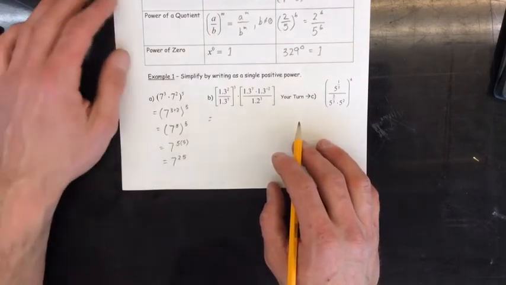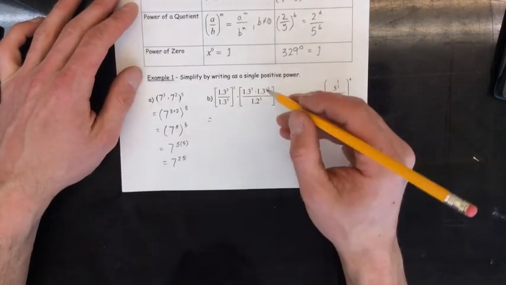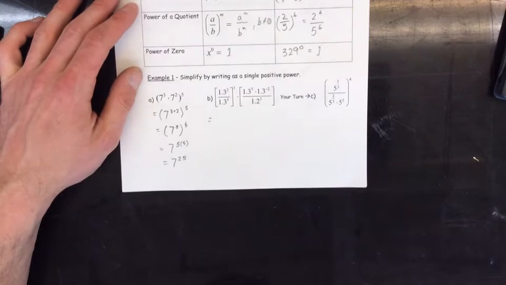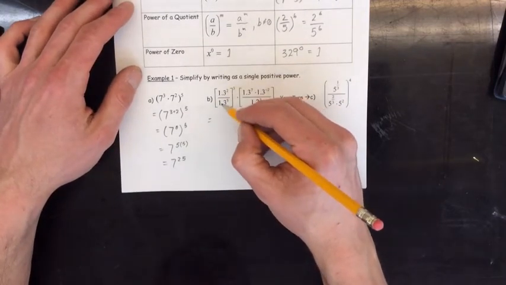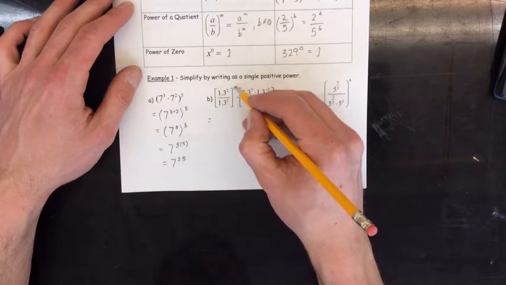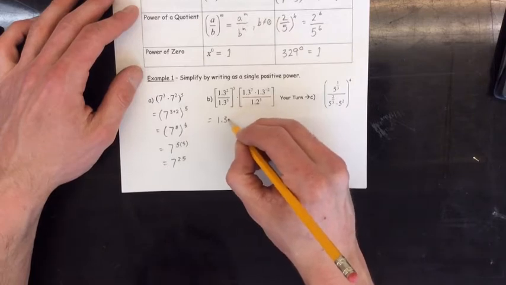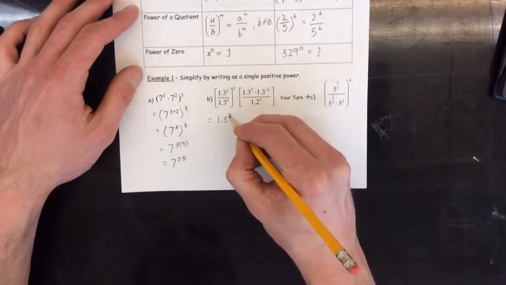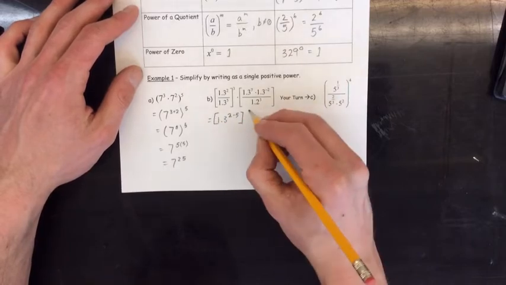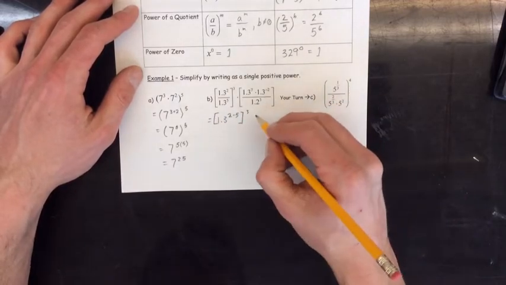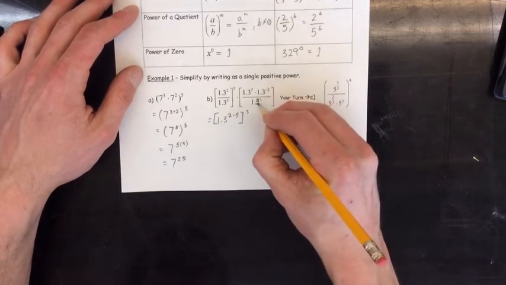In B, we have a lot going on, but we just need to stick to our exponent laws. Careful with negatives and such. So 1.3 to the power of 2 over 1.3 to the power of 5, all raised to the power of 3. So this will be like 1.3 to the power of 2 minus 5, all raised to the power of 3. Oh, this should be 1.3 here. I made a mistake.